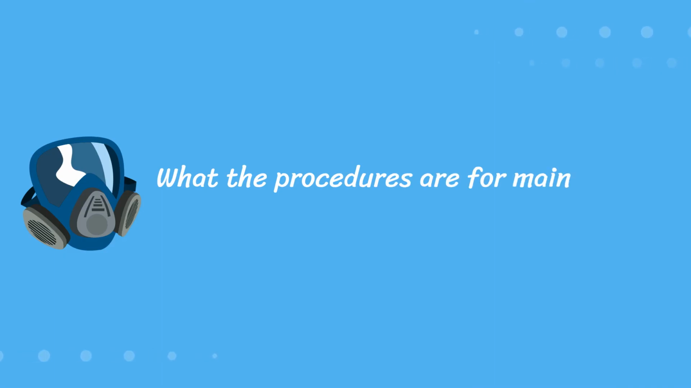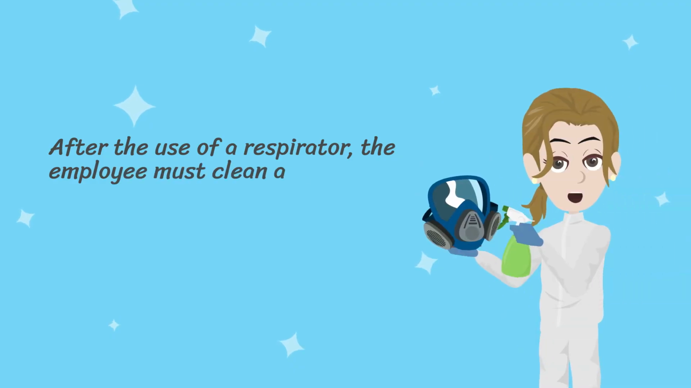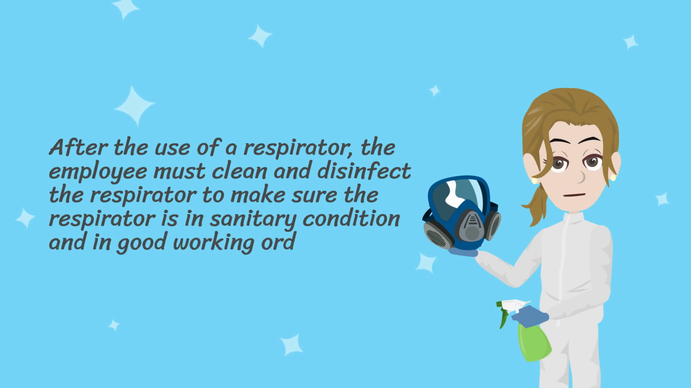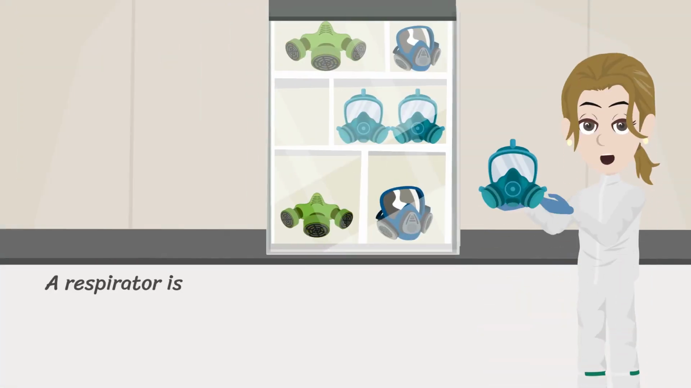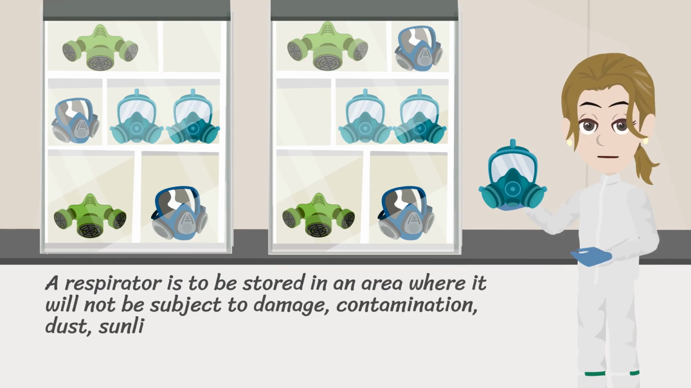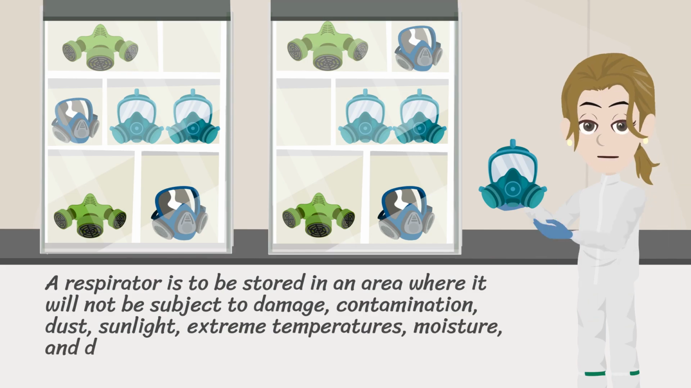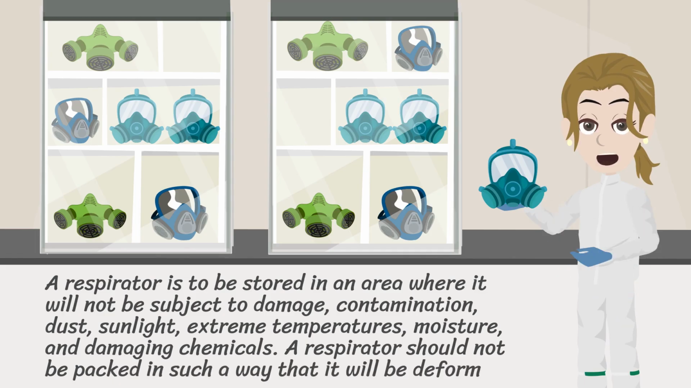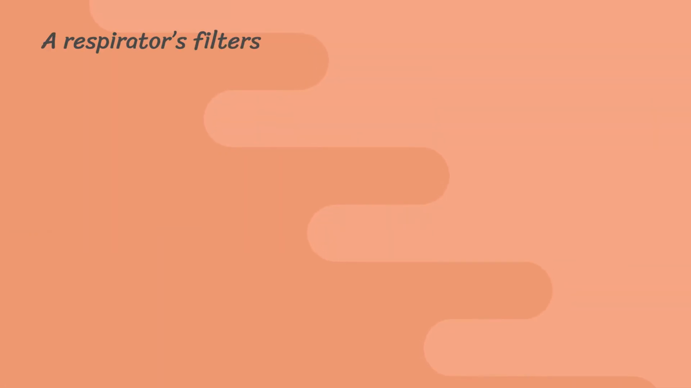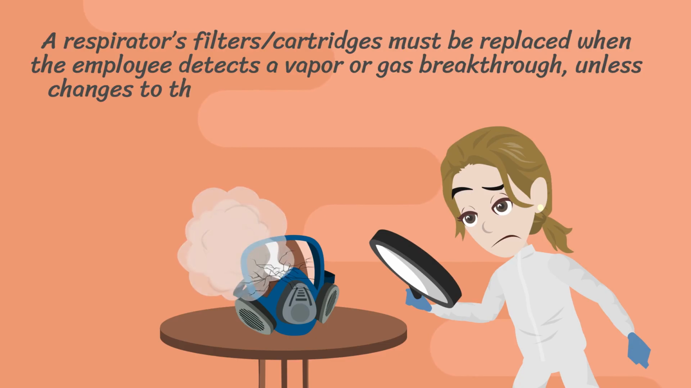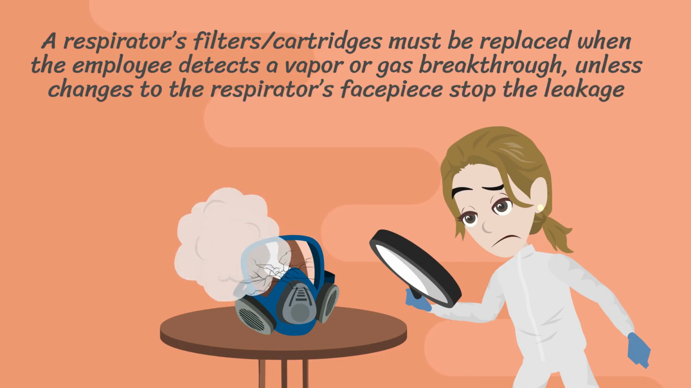What the procedures are for maintenance and storage of the respirator. After the use of a respirator, the employee must clean and disinfect the respirator to make sure the respirator is in sanitary condition and in good working order. A respirator is to be stored in an area where it will not be subject to damage, contamination, dust, sunlight, extreme temperatures, moisture, and damaging chemicals. A respirator should not be packed in such a way that it will be deformed. A respirator's filter cartridges must be replaced when the employee detects a vapor or gas breakthrough, unless changes to the respirator's facepiece stop the leakage.